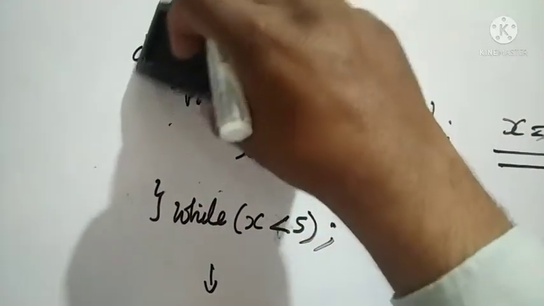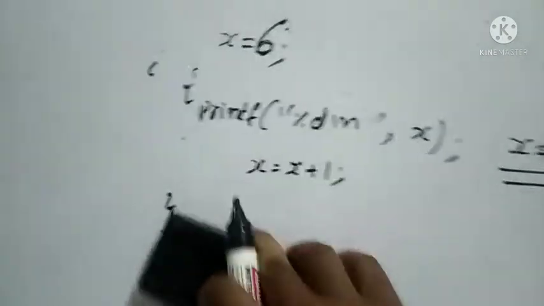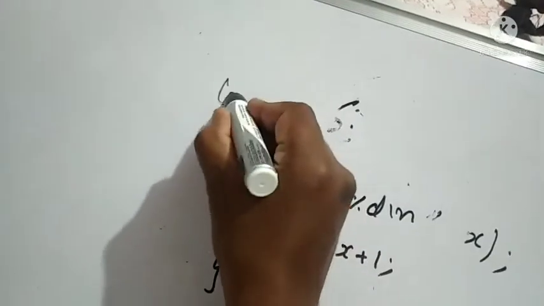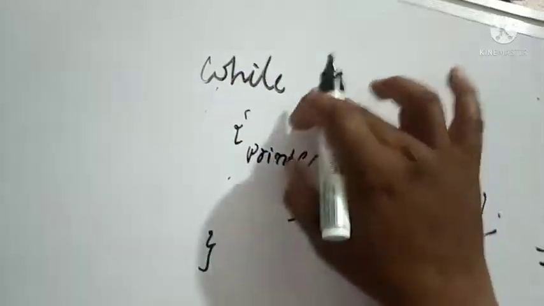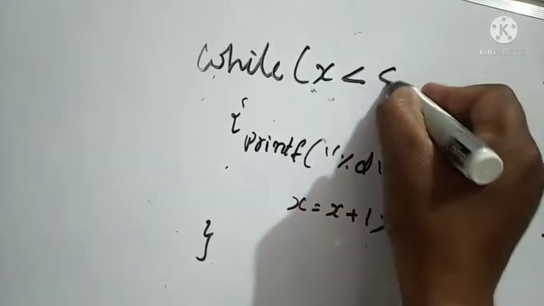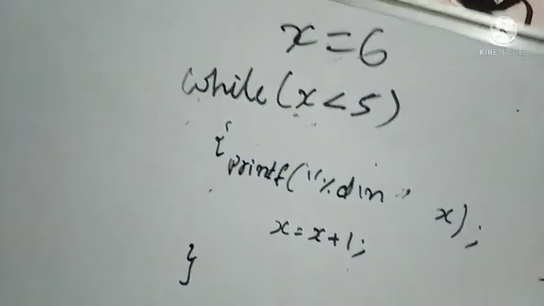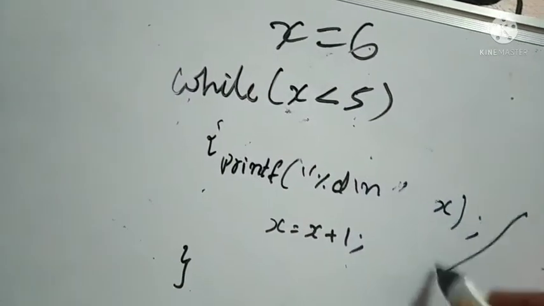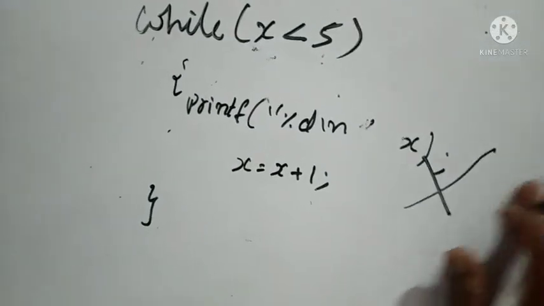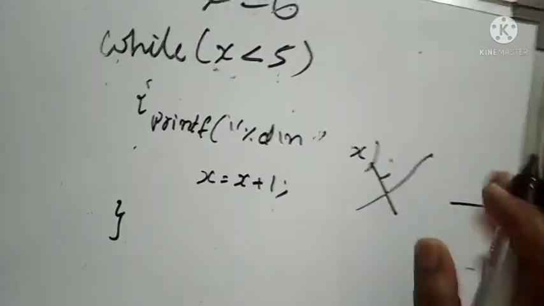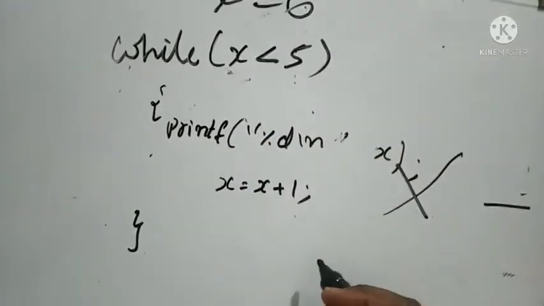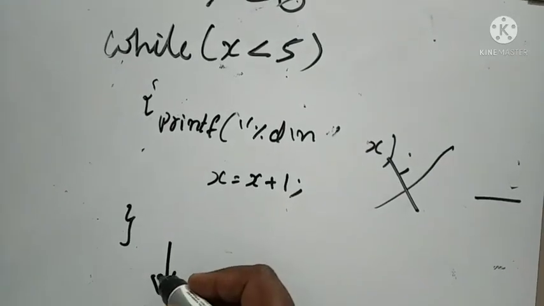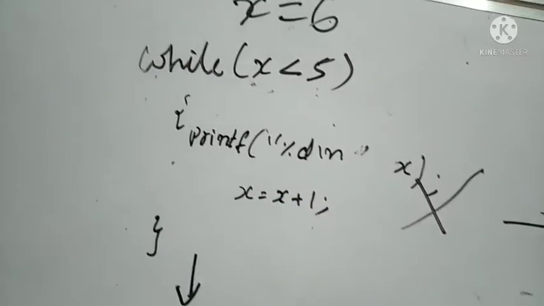Same, if I go for while now, if I use while, with the same condition, less than 5 and x is equal to 6. So what happens? First it will check the condition. The value of x is 6, but the value of x should be less than 5, so it will not execute this instruction, and the result will not be displayed. It will come out of the loop, and whatever instruction is next to the while will execute.